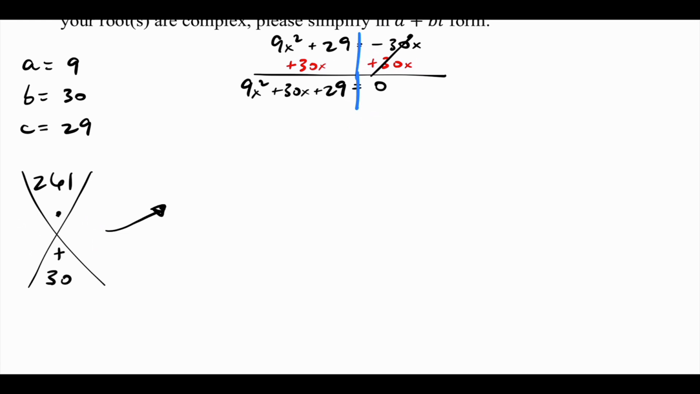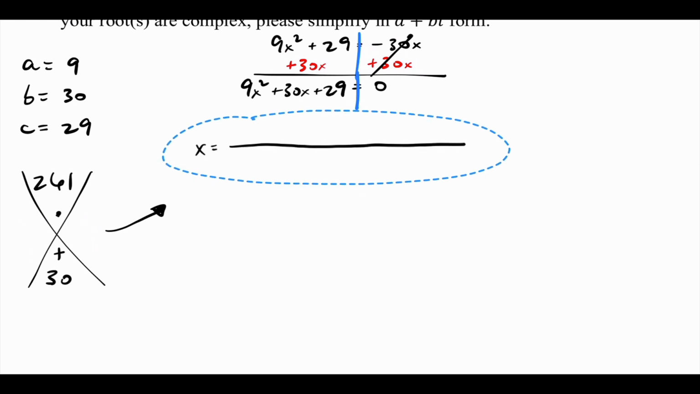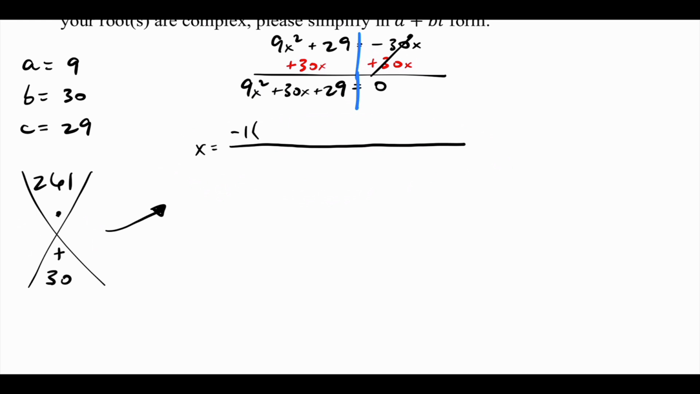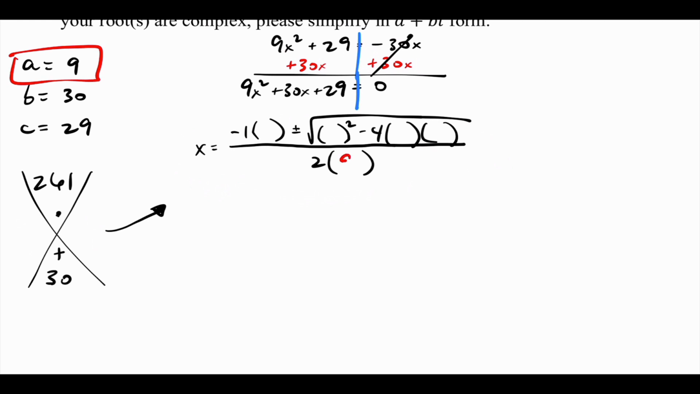So let's go to the quadratic formula. Negative b, plus or minus the square root of b squared minus 4ac, all over 2a. Plug in a's where a's go, plug in b's where b's go, plug in c's where c's go.